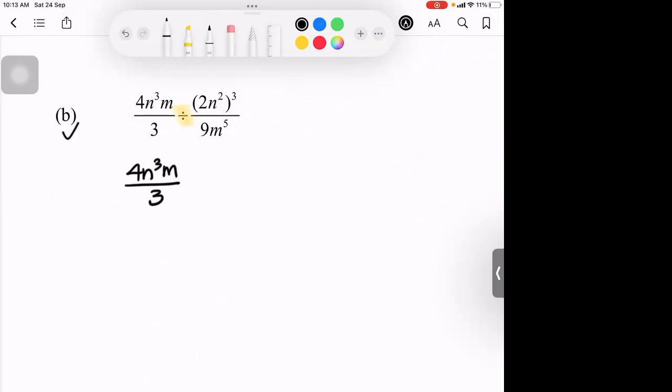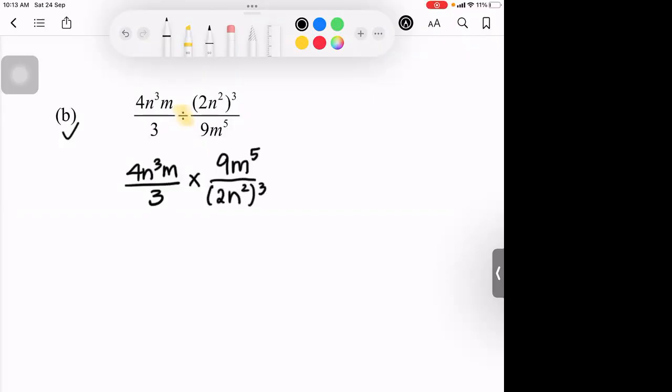Okay, this question here, this one is division. We change the division to, what do we do? Hello? Multiplication. Thank you. We change it to multiplication. So I'll swap these. I got 9m to the power of 5 over 2n squared cubed.